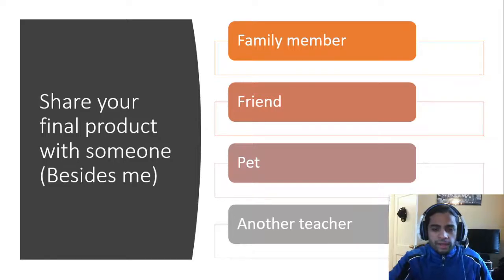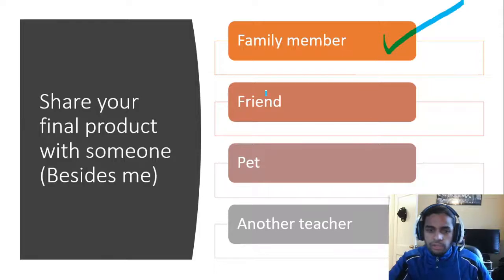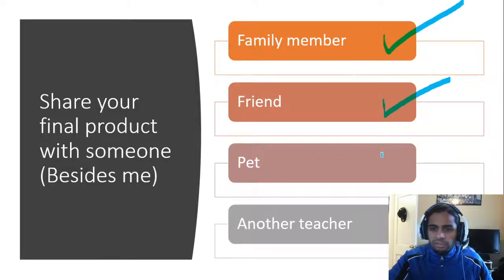So once your final draft, you're done typing that, I want you to share your final product with someone besides me. If there's a family member close by, you can share it with them. Obviously, you can use the share function in Google Docs and share it with anybody. If you have any friends that you would like to send it to, somebody from this class, somebody from some other class, then you can send it to them.